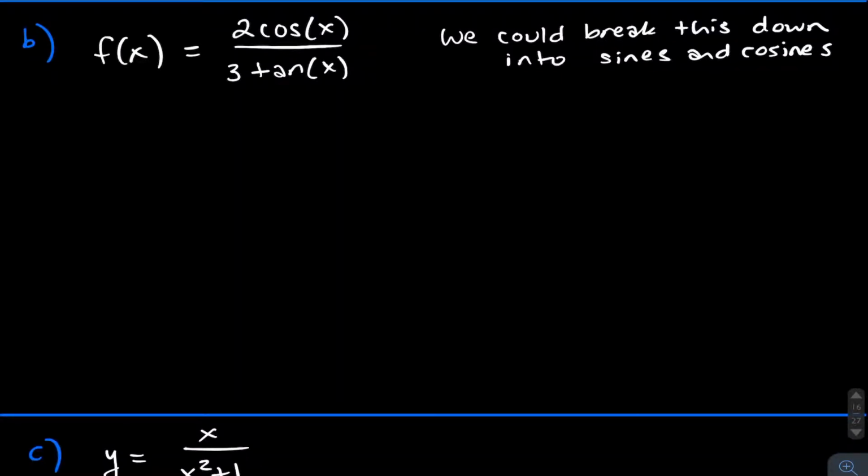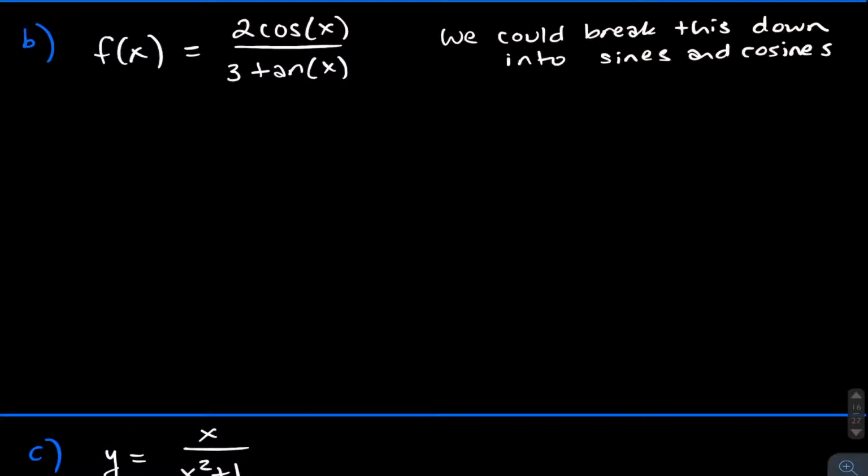Now let's get on to our next example here. So we have f of x equals 2 cosine x over 3 tangent x. And here's the thing with this example. We could break this down into sines and cosines. So we have a tangent there. We could say sine over cosine, right? And that would actually be a little bit better to do here because our answer is just going to look a little bit nicer. But what we're going to do here is just do quotient rule anyway. I'm going to show you how kind of gross our answer looks and why it might be nice to break this down into sines and cosines the next time we see something like this.